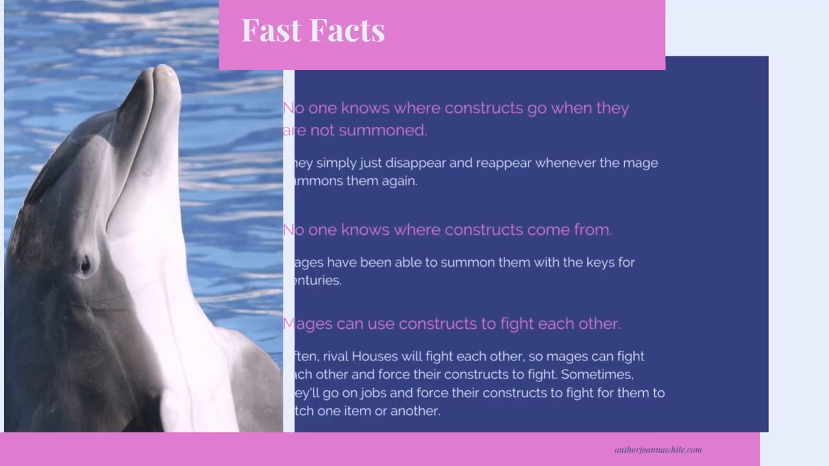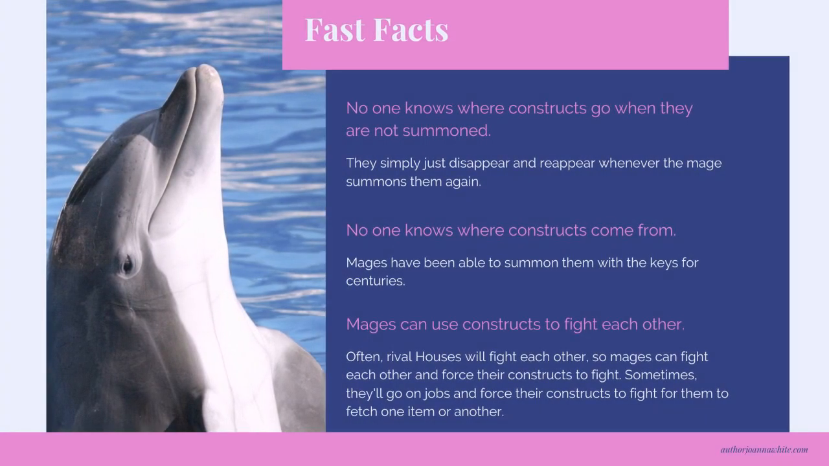So here are some really quick fun facts. No one knows where the constructs go when they're not summoned. When you unsummon them or when they get killed, they just disappear and they'll reappear when the mage summons them again. No one knows where these constructs come from. Mages have been able to summon them with the keys for hundreds of years, not quite centuries.